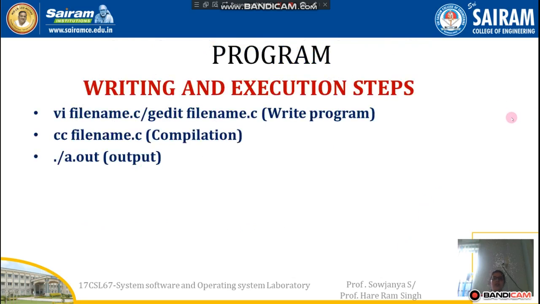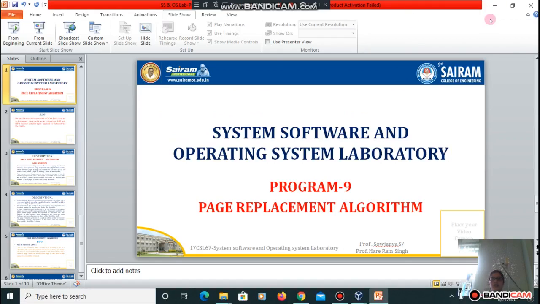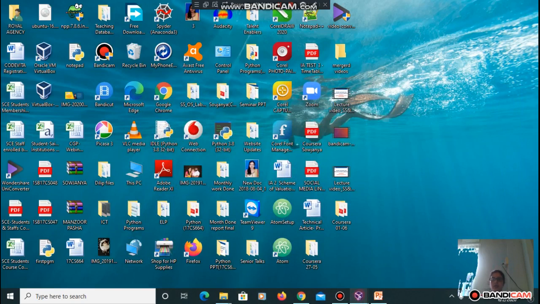Now let us see how to implement it using the C programming language. You have to follow the same steps for writing the program, compiling, and then executing the output. For writing the program, you write it using the vi editor, filename.c, and then compile using cc filename.c, and then run the output. So now let us see how to execute the program in Ubuntu.